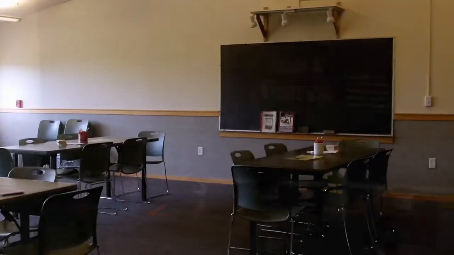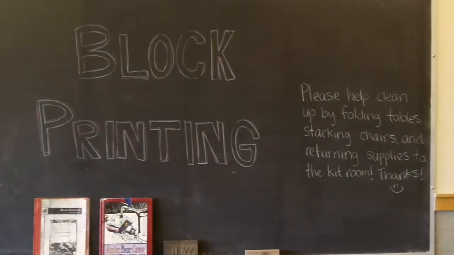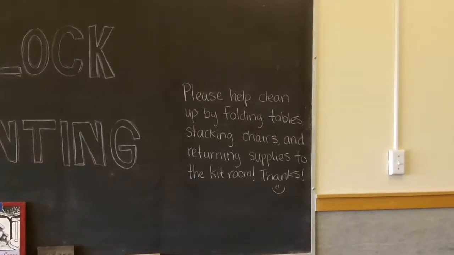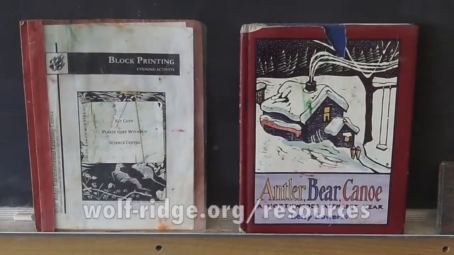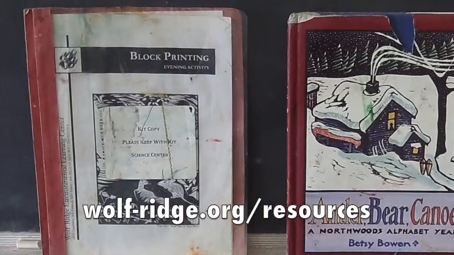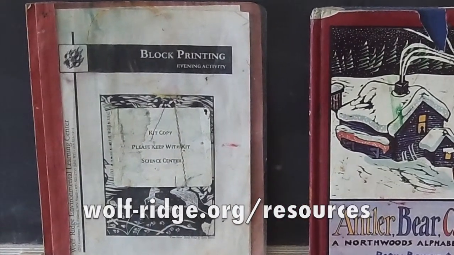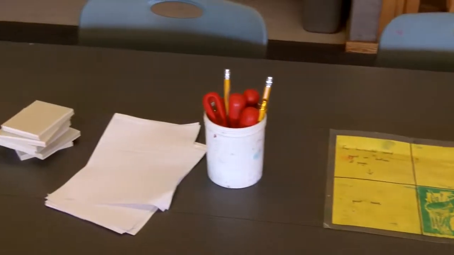This is how the room may be set up. Each kit comes with a lesson plan that you can also find at wolf-ridge.org/resources. These are the supplies that each table will have.